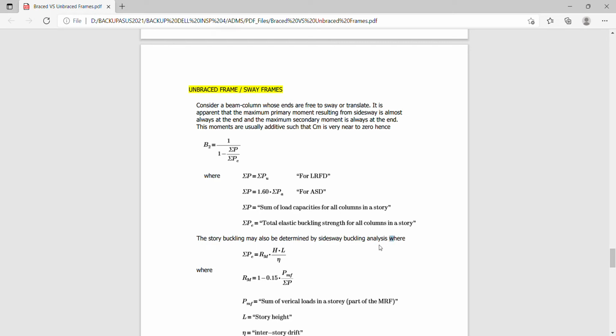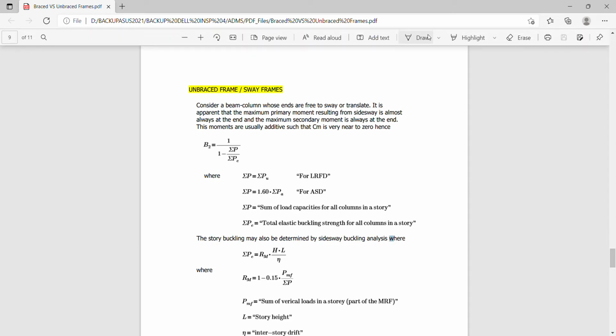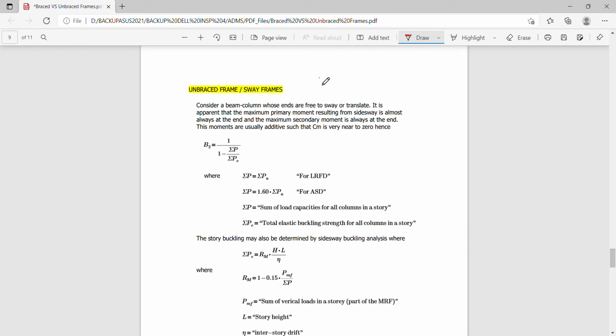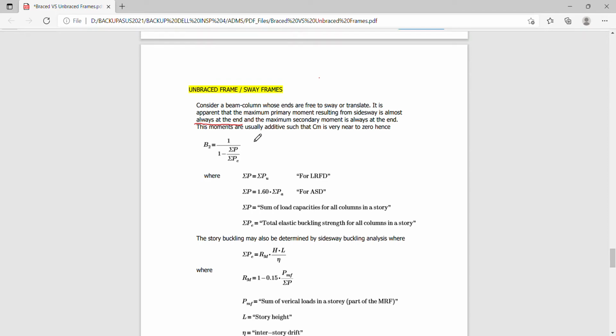Okay, so this is what you need to know. Primarily, one of the major differences between a braced frame and an unbraced frame makes your magnification factor get rid of the value of Cm. So Cm is always 1.0. That's why the numerator here is 1.